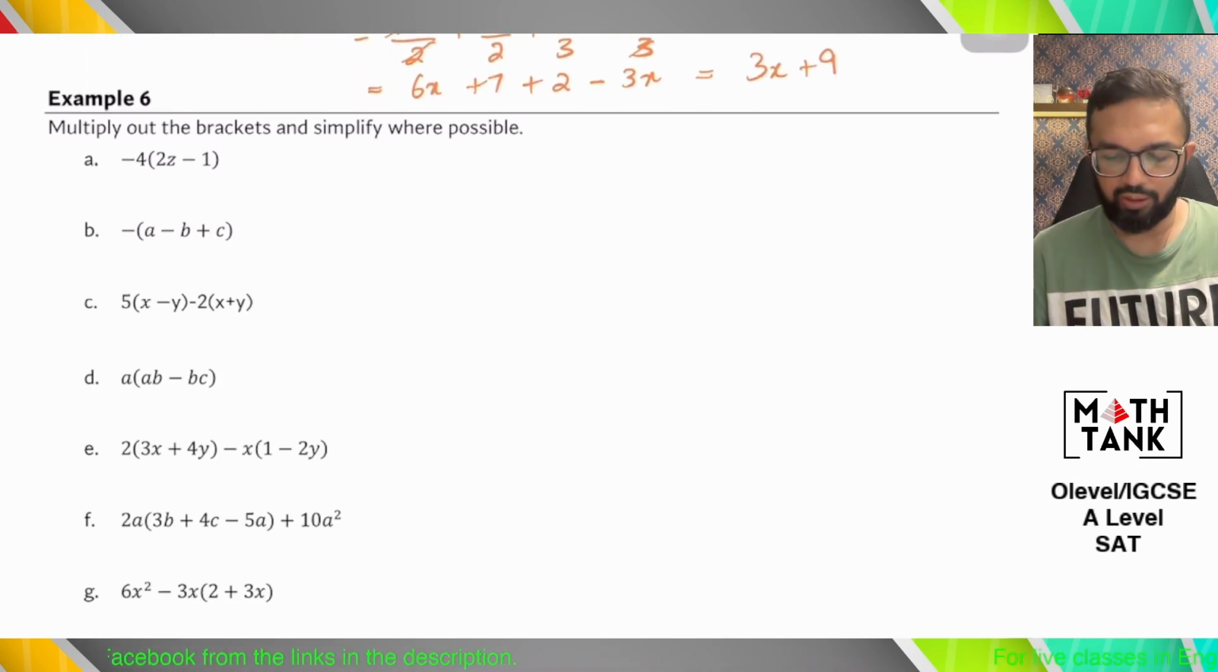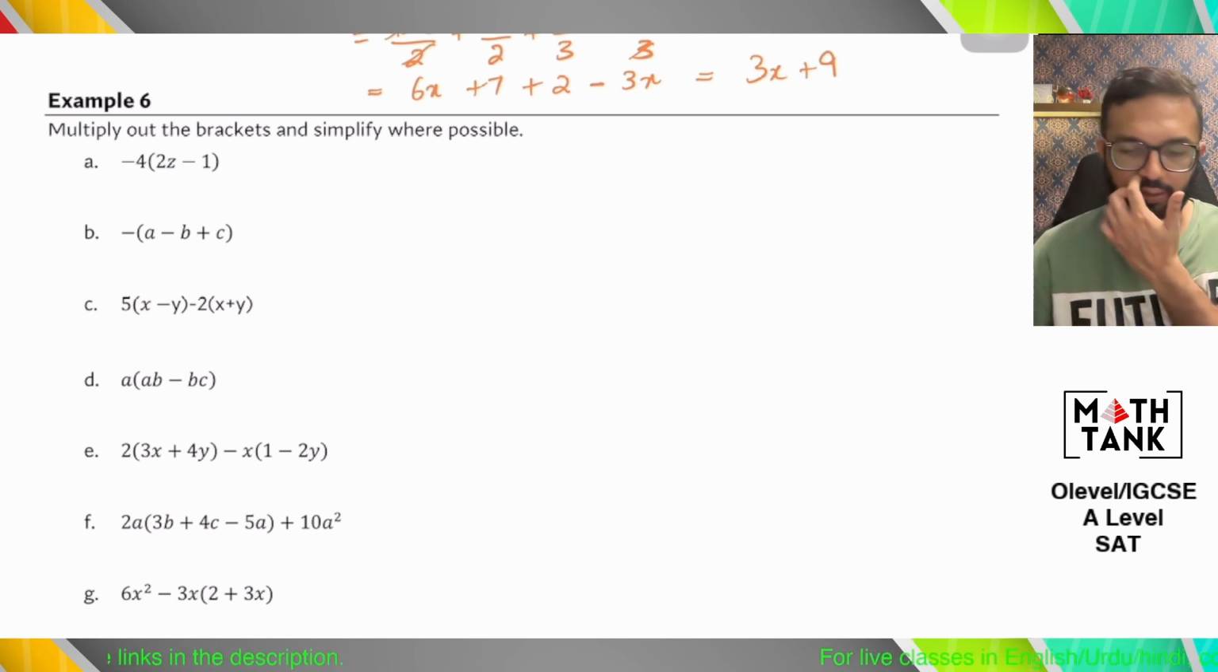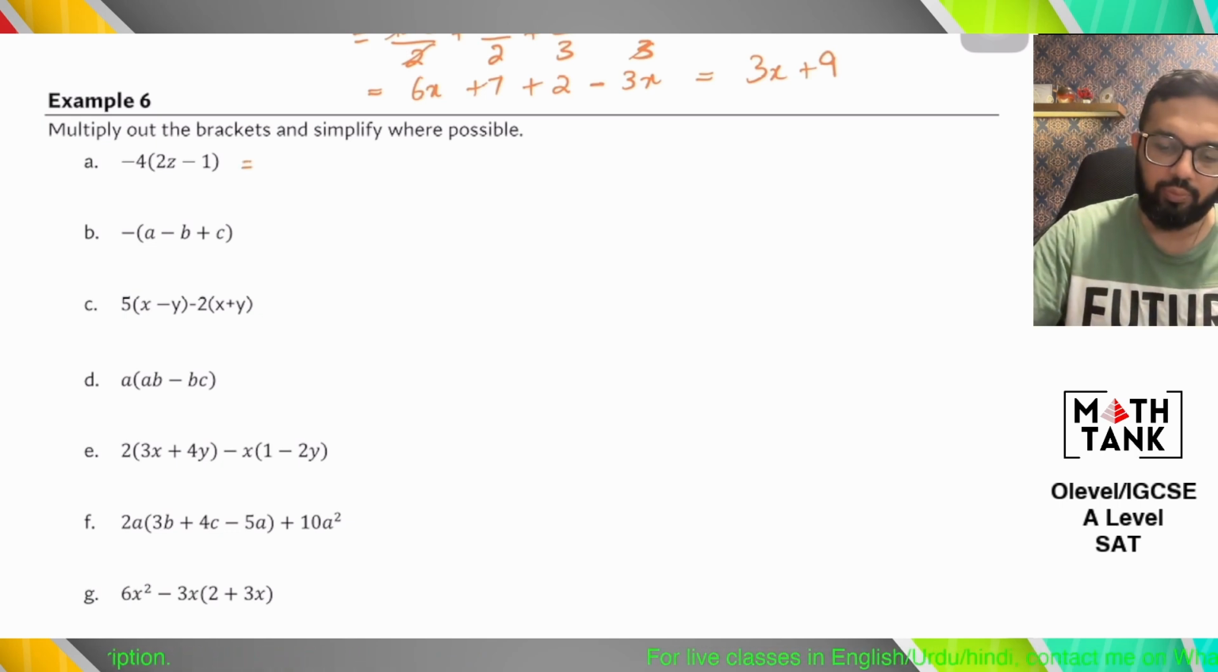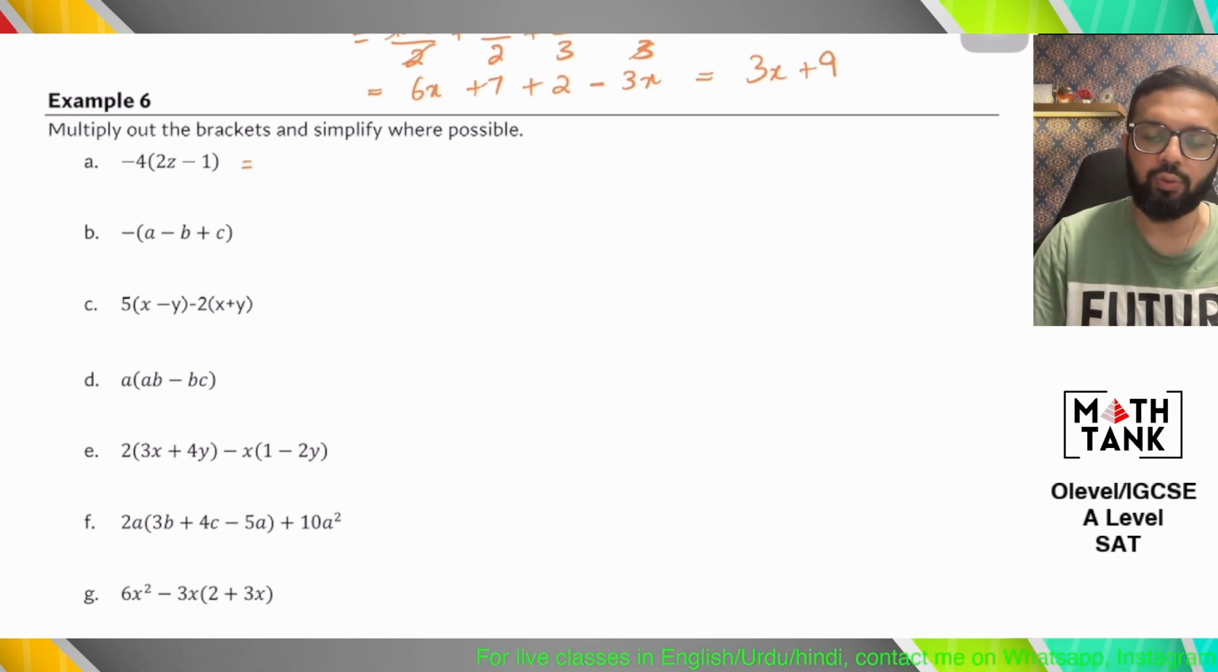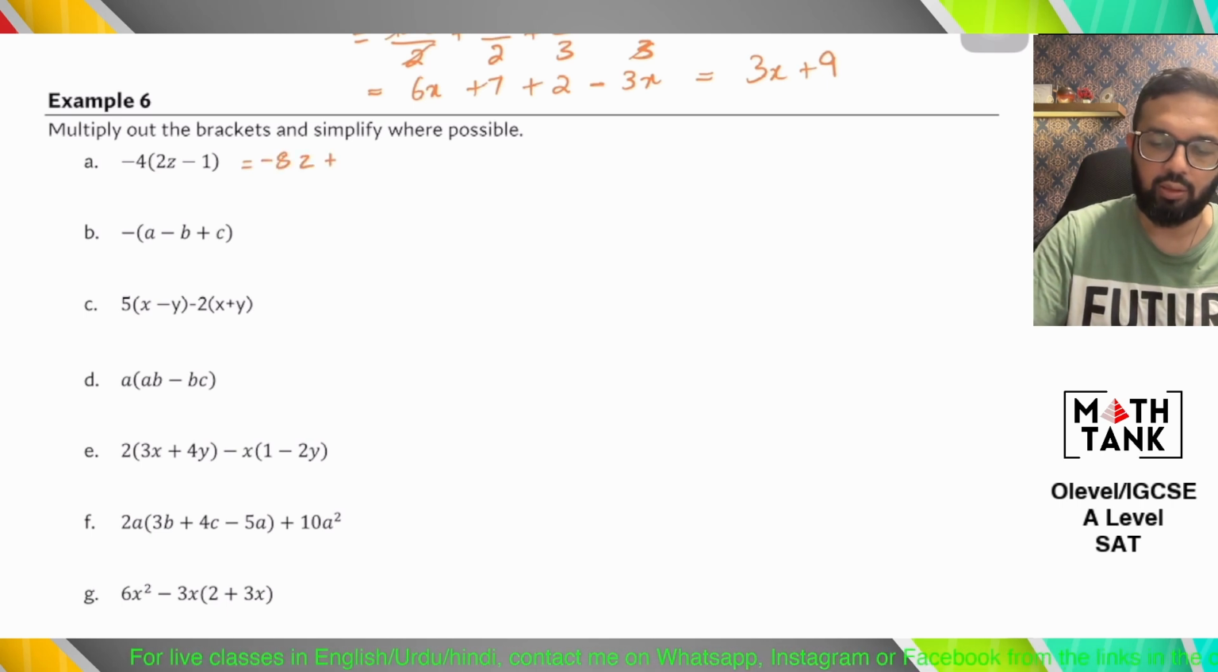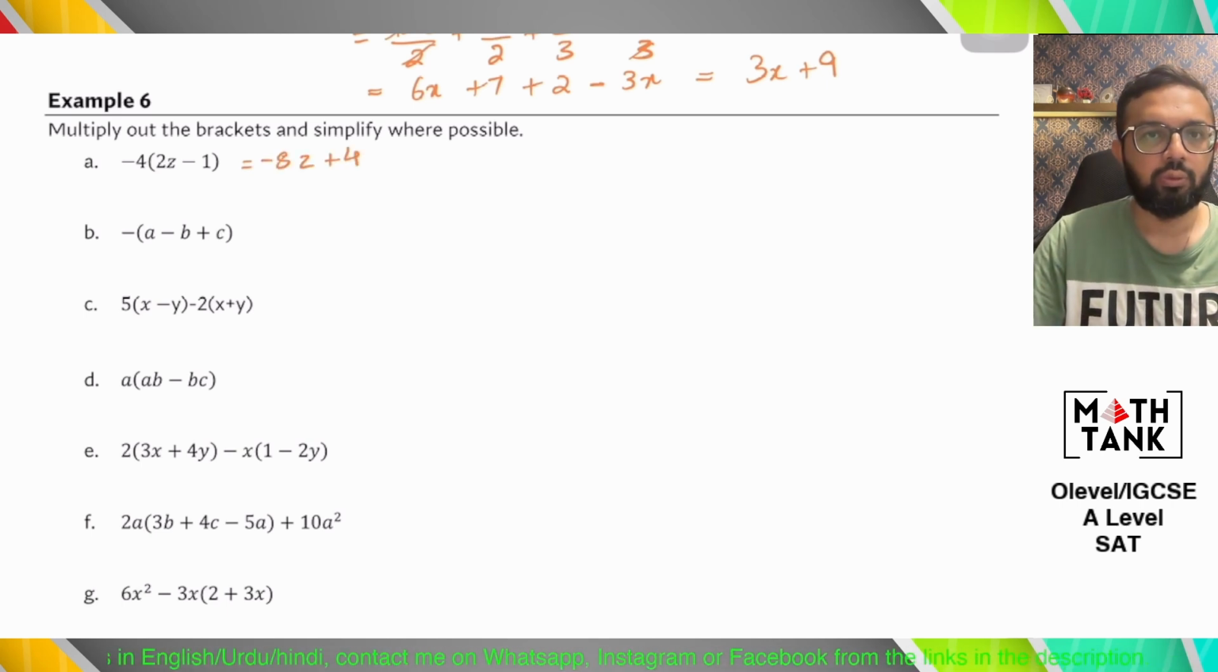Okay, so more complicated brackets to multiply out. Let's look at that. Minus 4 into 2z gives me minus 8z, and then plus 4. Minus 4 into minus 1 gives me plus 4. And when just simply minus multiplies, it changes the signs. So minus a plus b and minus c.